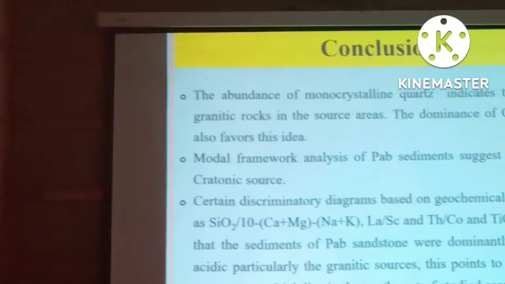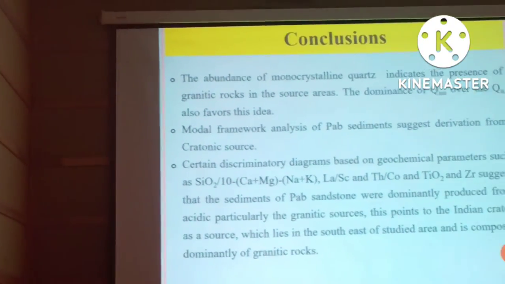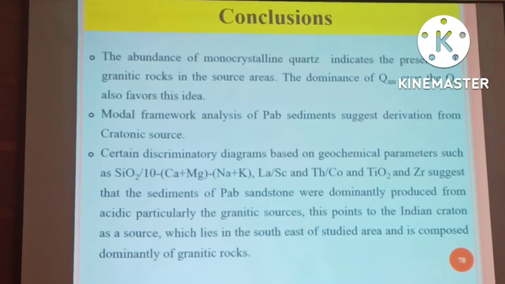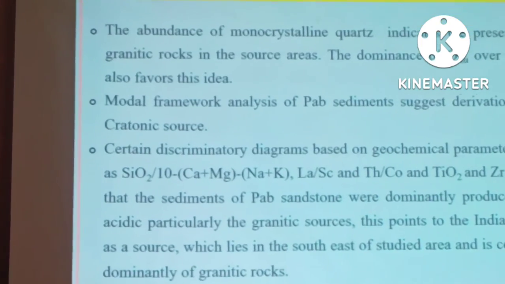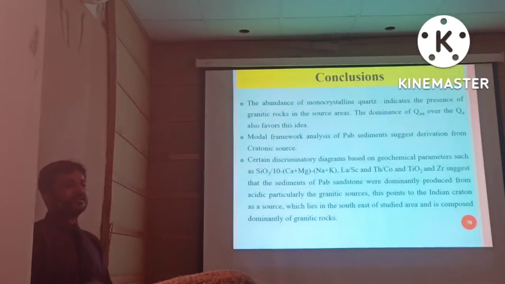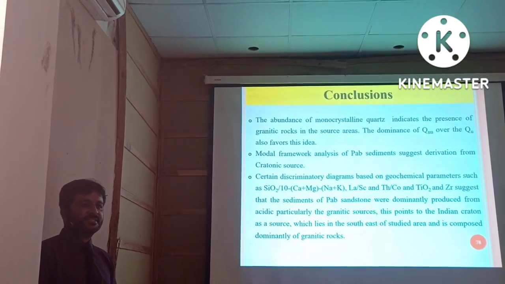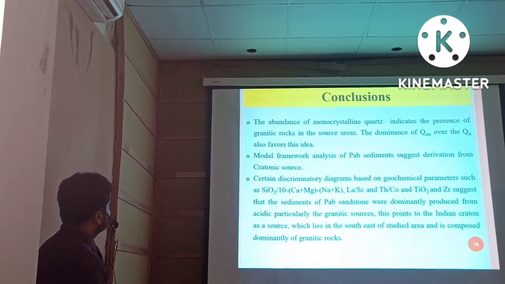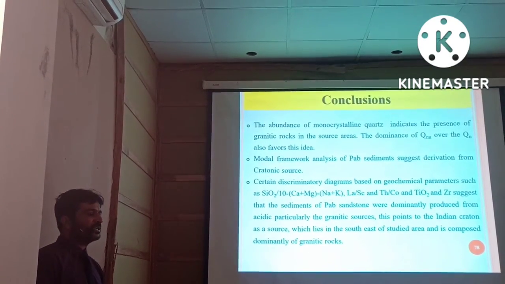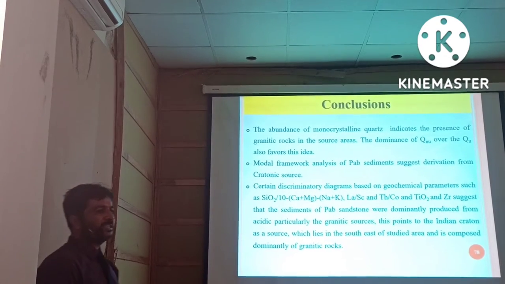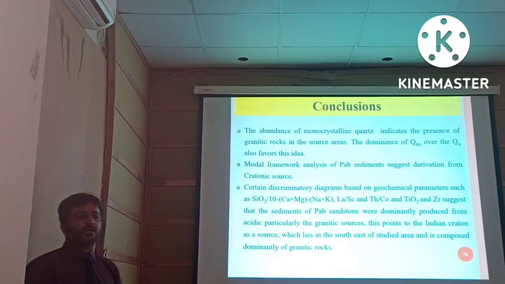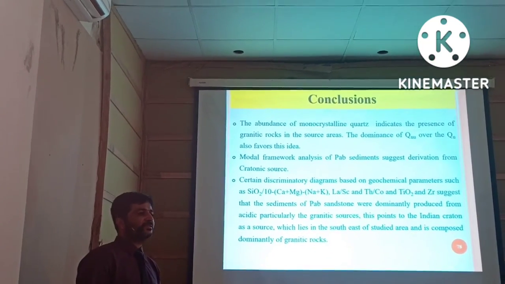The abundance of monocrystalline quartz, which was observed in the petrographic slides, indicates the presence of granitic rocks in the source area. The dominance of non-undulatory quartz also supports this idea. Framework analysis suggests derivation from a cratonic source. And certain discriminatory diagrams based on silicon, calcium, magnesium, sodium, potassium, and lanthanum, thorium, scandium, titanium and zirconium suggest that these sediments were derived mostly from an acidic source.